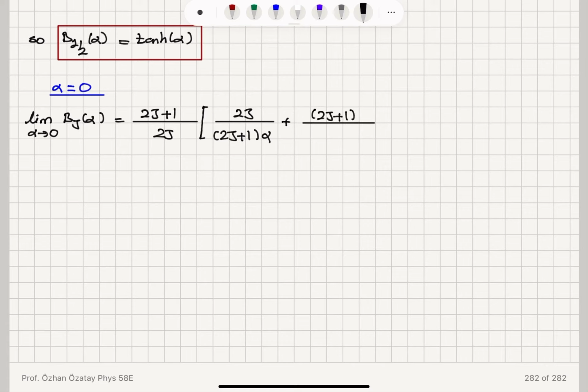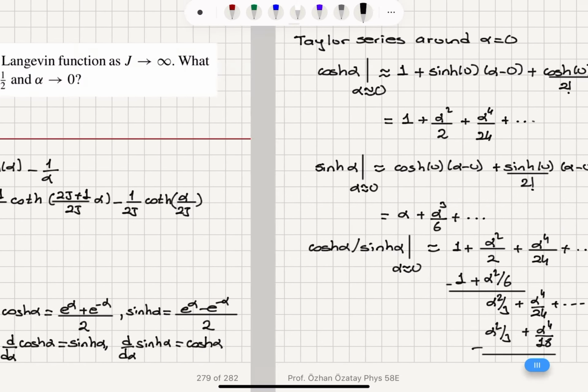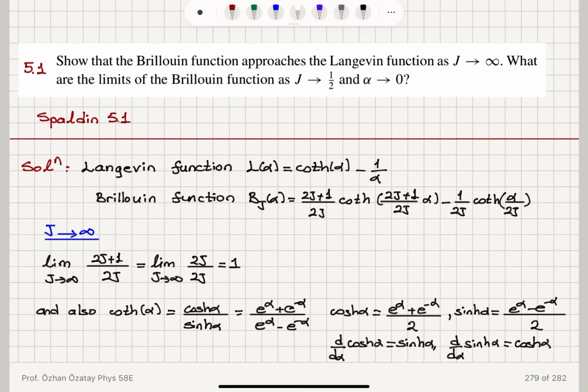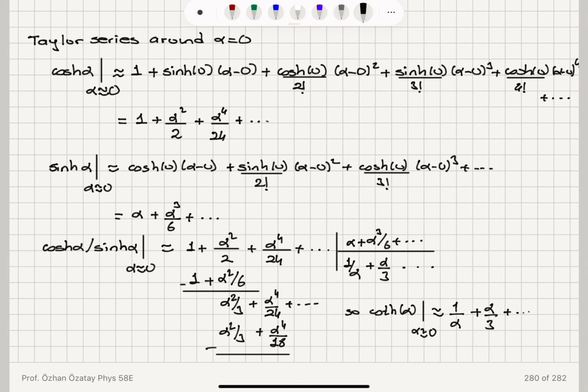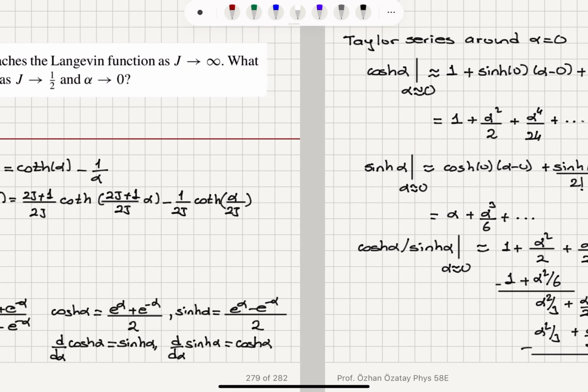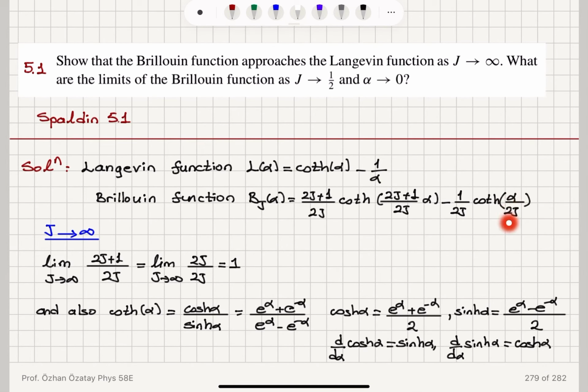2j plus 1 alpha over 6j. And then I have minus 1 over 2j cotangent hyperbolic alpha over 2j. Again, this is small, so it's going to be first 1 over this term, 2j over alpha. So I'm using the same Taylor expansion, 2j over alpha. And then I have plus alpha over 3 in the cotangent hyperbolic expansion, remember. So this corresponds to alpha over 6j.